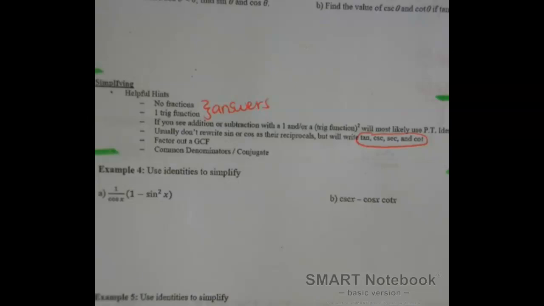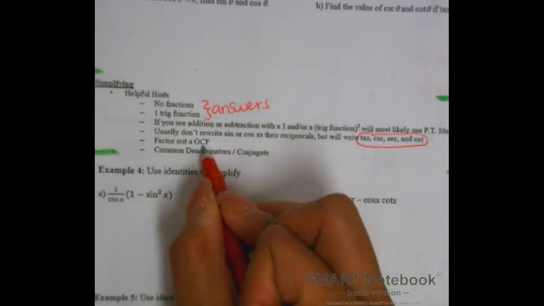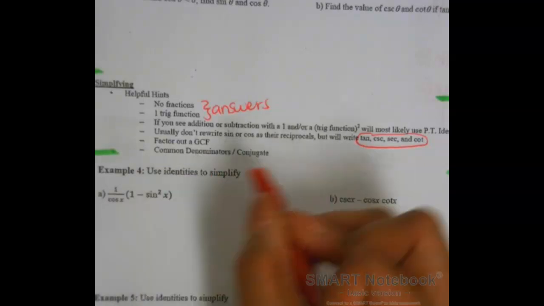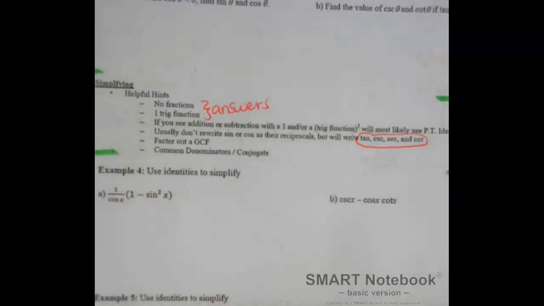So rewrite those as many times as possible, because whenever you have sine and cosine, you're able to solve it more easily. The last two bullets are what I'm going to talk about. Factor out a GCF. We're going to talk about that next. We've already kind of talked about a common denominator, but I haven't talked about how to use a conjugate for these questions. So these are the last two things I'm going to talk about.